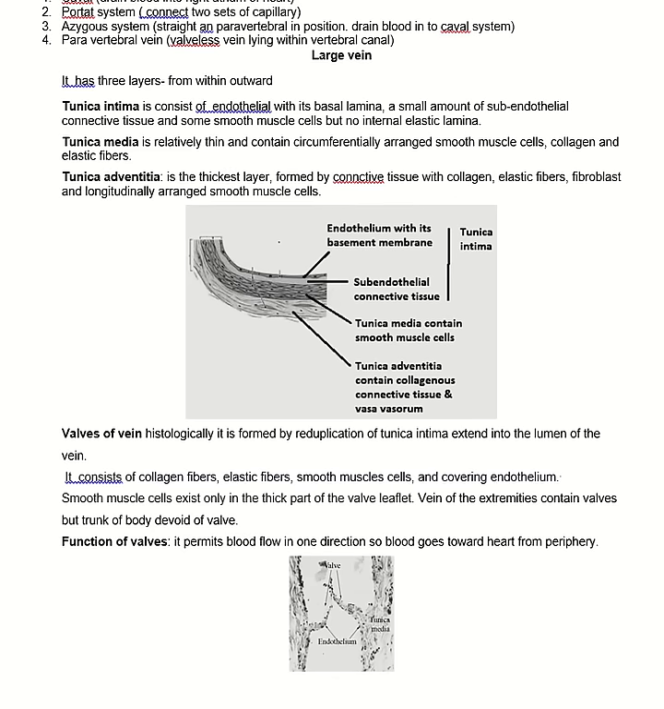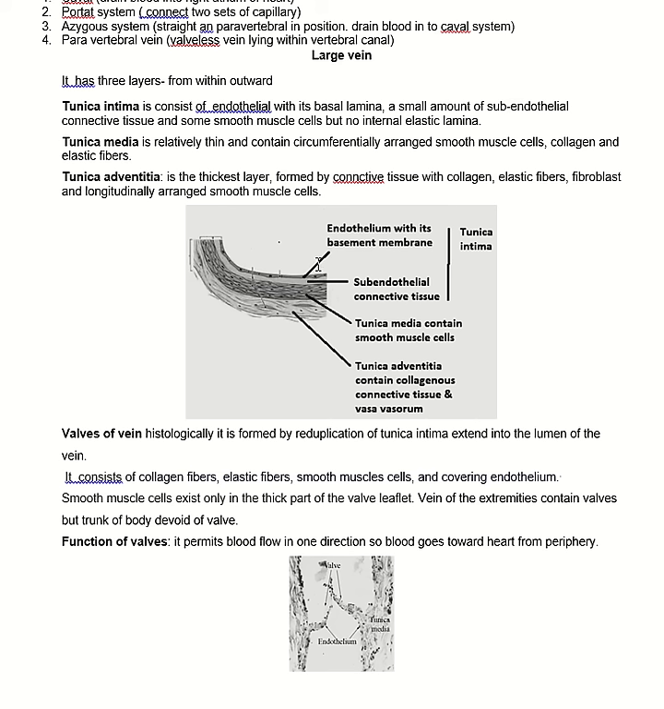Like arteries, the large veins also have three layers from within outward: tunica intima, tunica media, tunica adventitia. Tunica intima contains endothelium and its basement membrane and subendothelial connective tissue, but there is an absence of internal elastic lamina. This is the difference from artery.